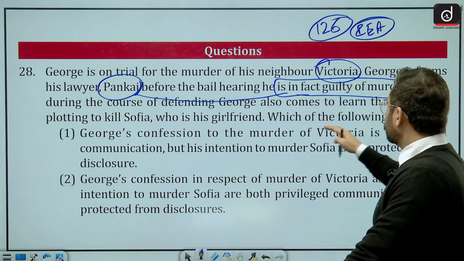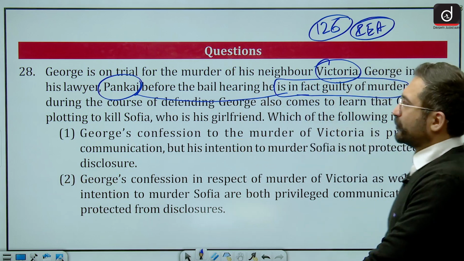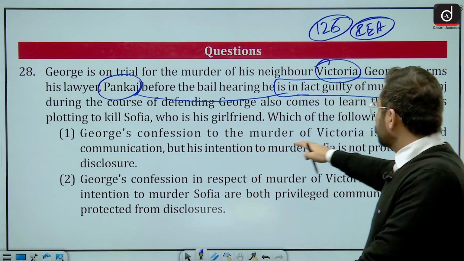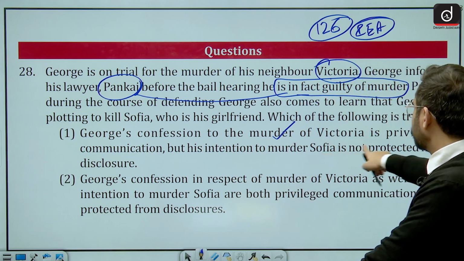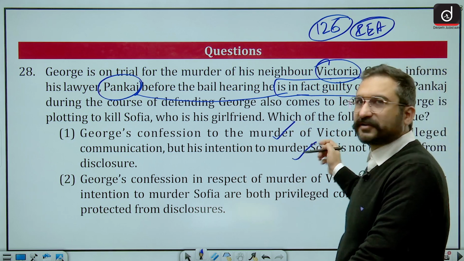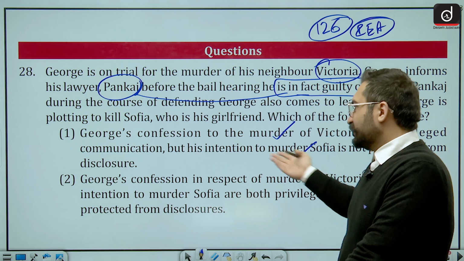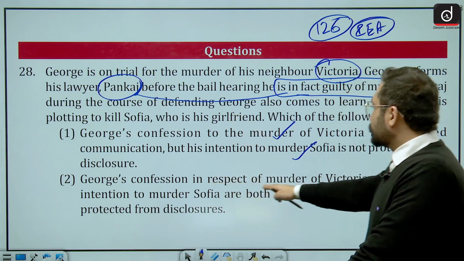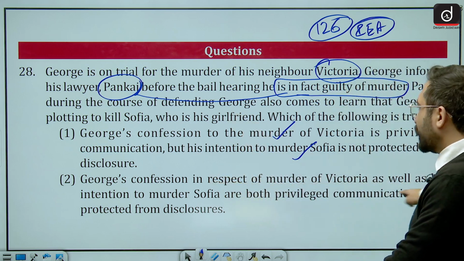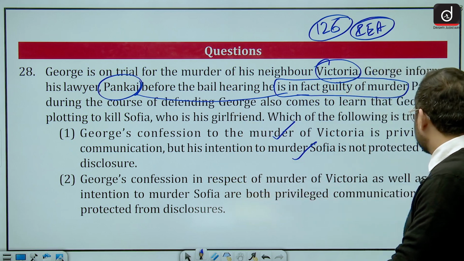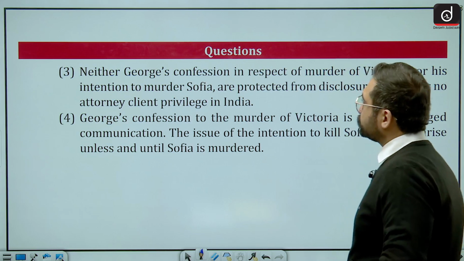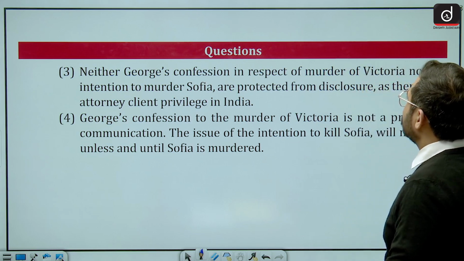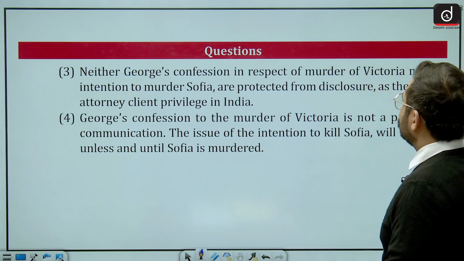Which of the following is true? George's confession to the murder of Victoria is privileged communication, which is correct, but his intention to murder is not protected, which is also correct according to the proviso. This seems right to me, let's read further. George's confession in respect of murder of Victoria as well as his intention to murder Sophia are both privileged communication and protected from disclosures. No, according to the proviso, not. Neither George's confession nor his intention to murder Sophia are protected.